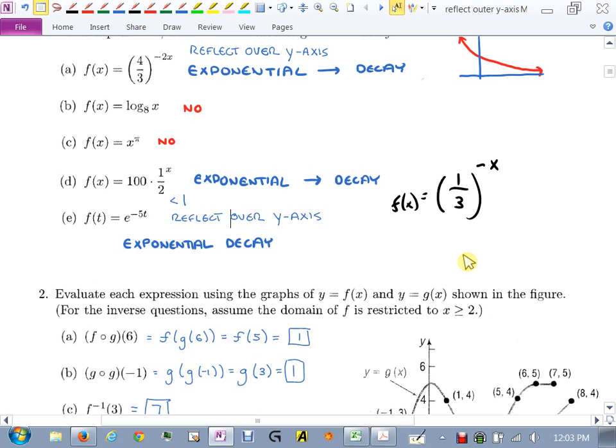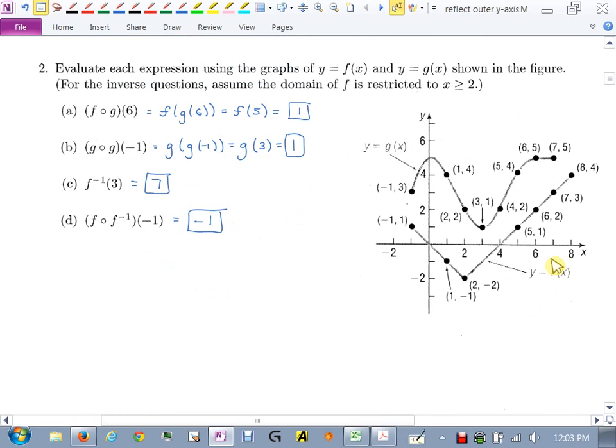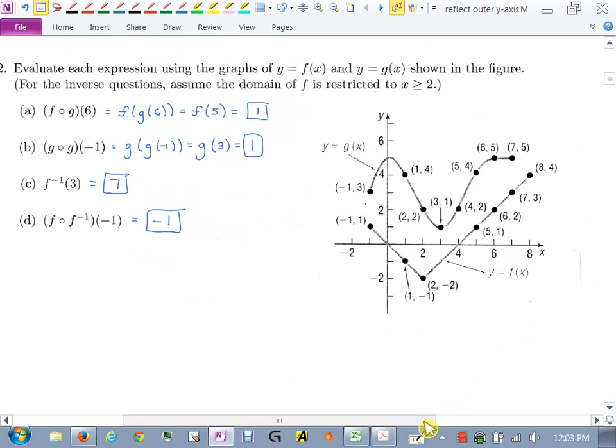That is like saying 3 to the x, exactly. Because remember, negative exponent, you flip the fraction. So that is exactly the same as 3 to the x. So it should be growth, shouldn't it? Okay. All right, next one. I like this problem. I never gave you anything like this, but I really did like this problem. So let's go through this.